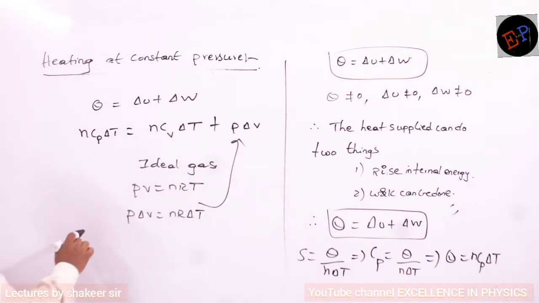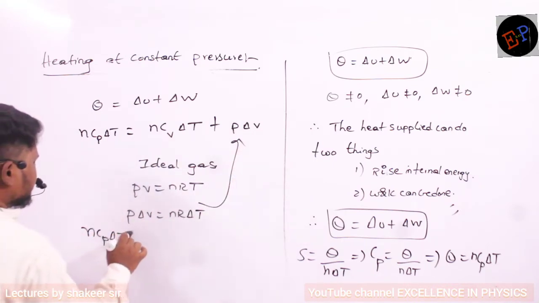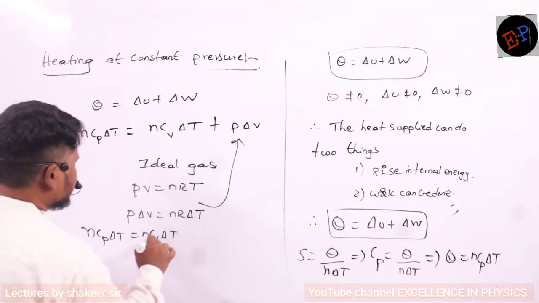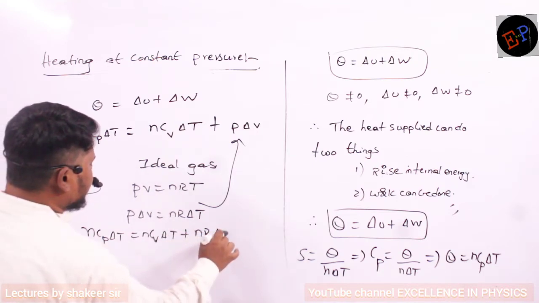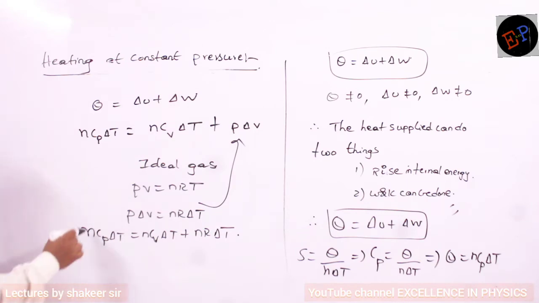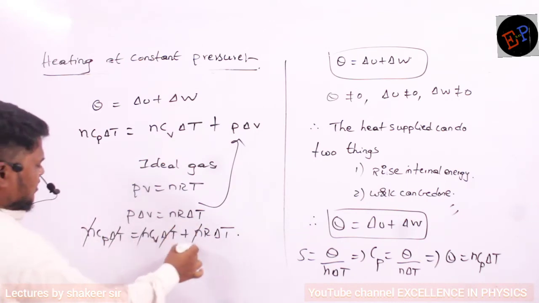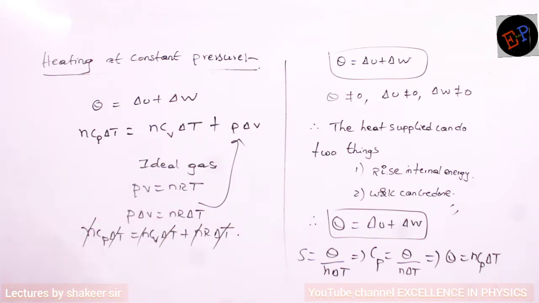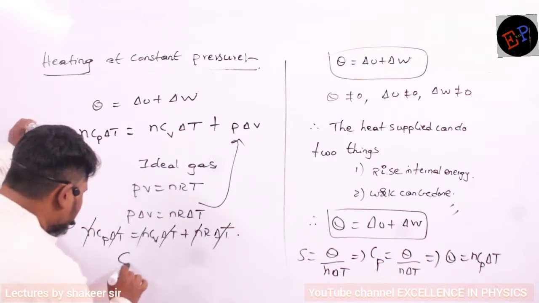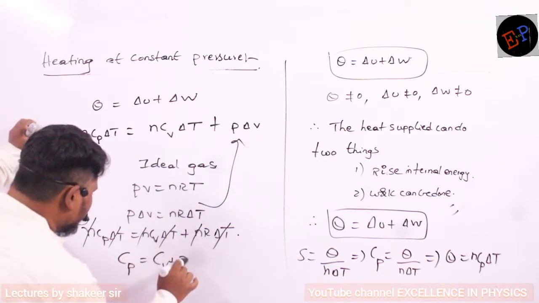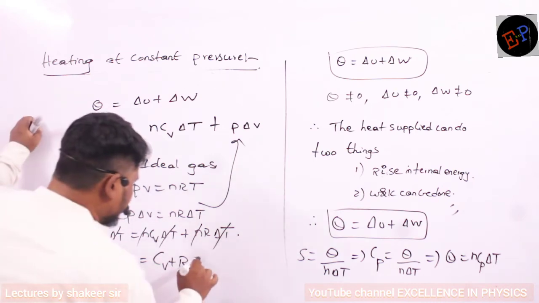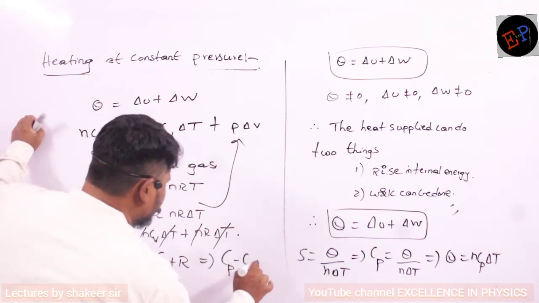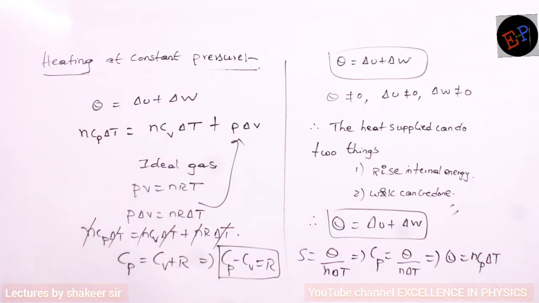So substitute. nCp delta T is equal to nCv delta T plus nR delta T. What are the terms which can be cancelled? n delta T, n delta T, n delta T, I can cancel. So what are the values I have? Cp is equal to Cv plus R. You can write Cp minus Cv is equal to R. This relation we call Mayer's relation. Understood now how we are deriving?